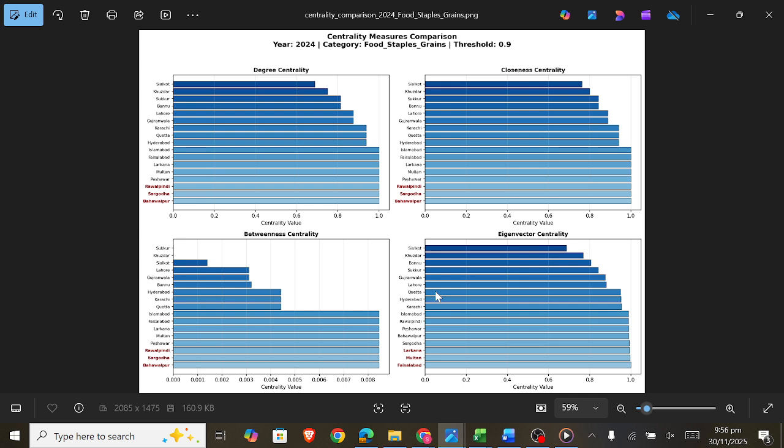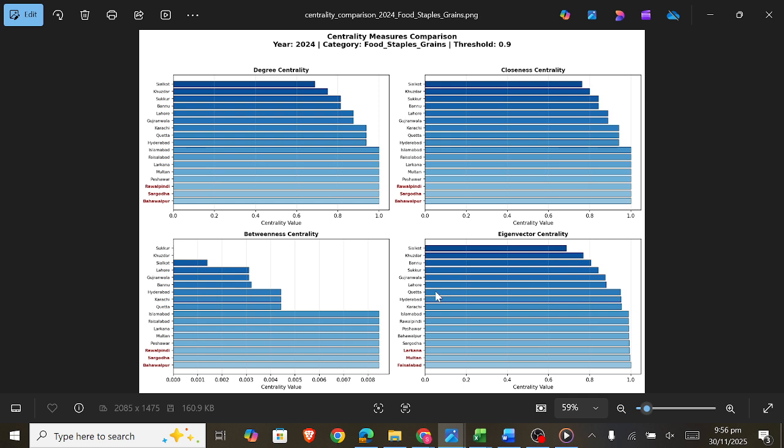Second is closeness centrality. This measures how easily a city reaches others through shortest paths. We used breadth first search to compute average shortest paths. High closeness means centrally positioned in a network.